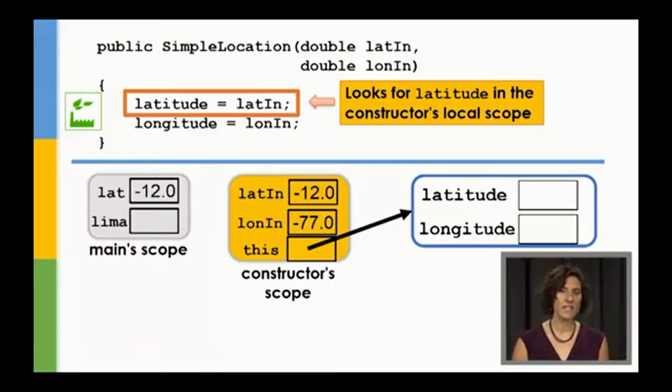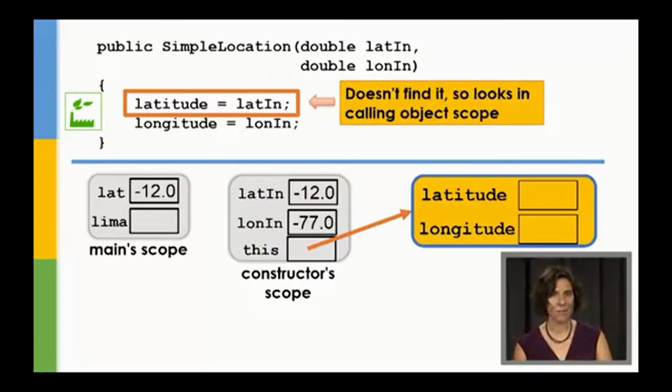So what it's going to do instead is look over in the object that was the calling object for this particular method. So it looks over here in the simple location object. Now it finds the variable latitude, and that's the variable that gets changed with this assignment statement. So that's all there is to scope, and we've got some practice problems for you, which we hope you'll enjoy.